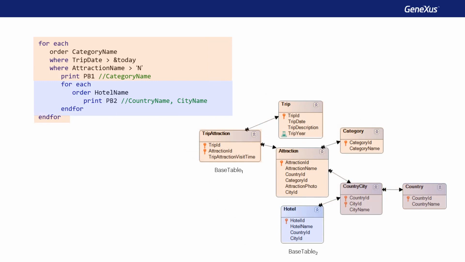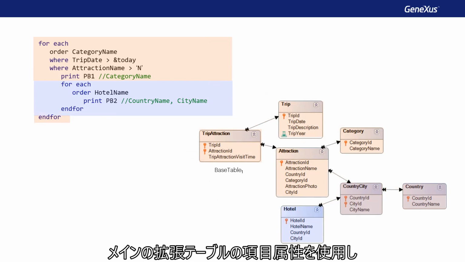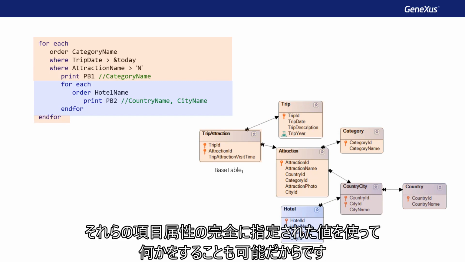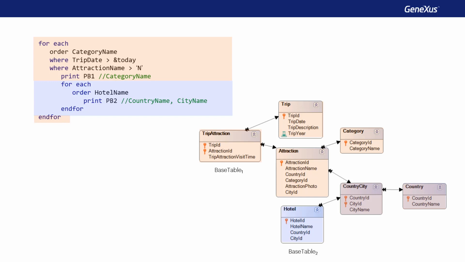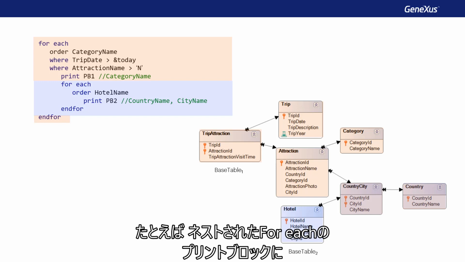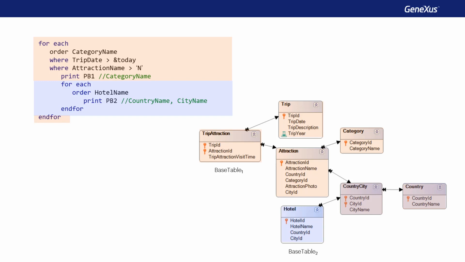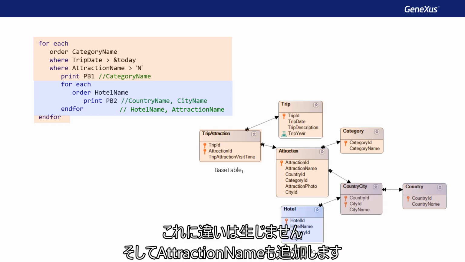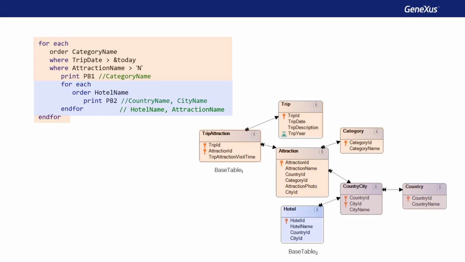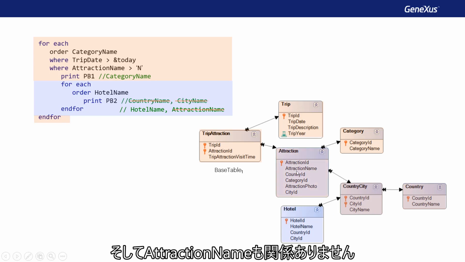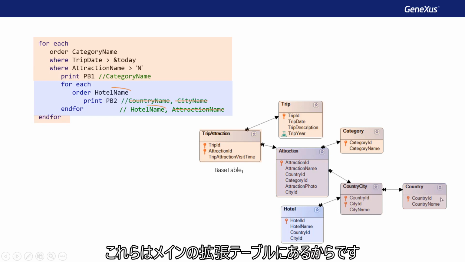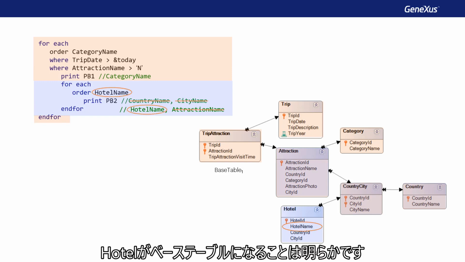This is so because, in the nested for each, you could possibly use attributes from the main's extended table to do something with the perfectly determined values of those attributes. For example, imagine that, in the print block of the nested for each, you add hotel name, which makes no difference, and also attraction name. In determining the base table of the nested for each, neither country name nor city name or attraction name will participate because they're in the main's extended table. It's clear that the base table will be hotel.